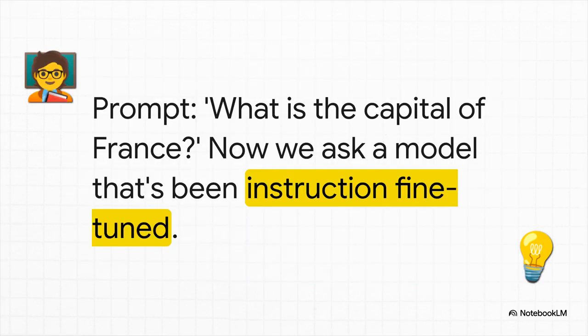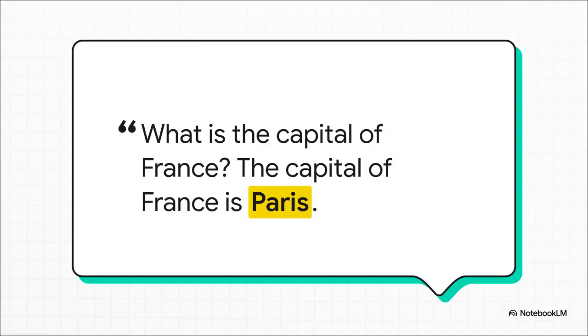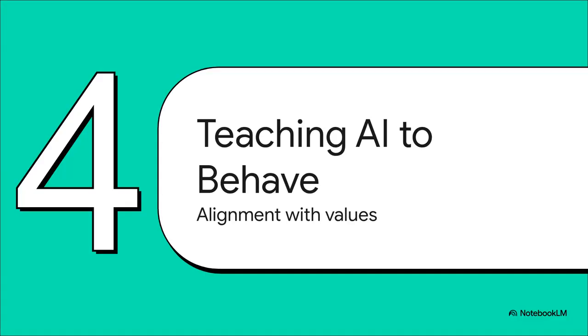Okay, now let's ask that exact same question, but this time to a model that has gone through that next step, the instruction fine-tuning. There it is. The capital of France is Paris. The difference is just night and day, isn't it? By training on all those examples of questions and good answers, the model has learned to be actually useful.